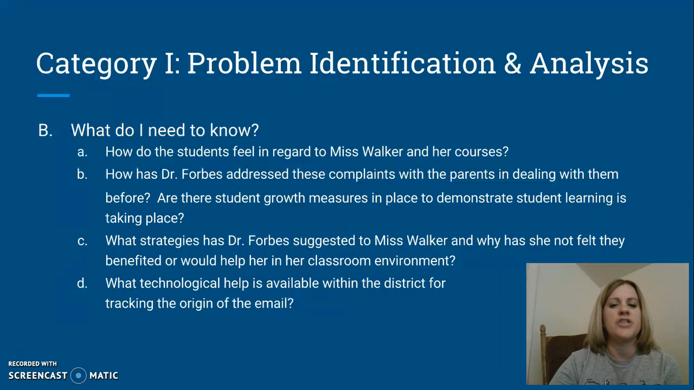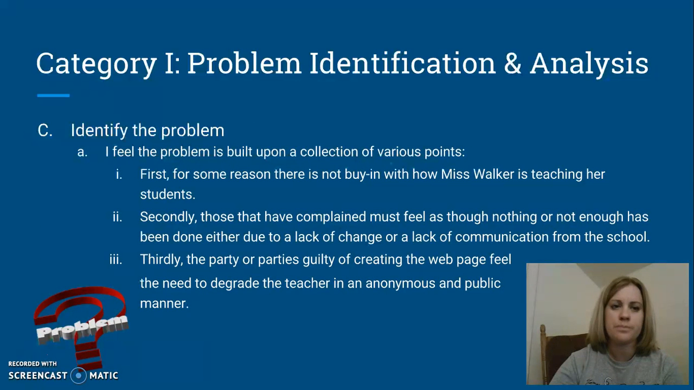Third, what strategies has he suggested to Ms. Walker, and why has she felt that they wouldn't work or that they didn't work in her classroom? We really don't have the exact follow-up on what she's implemented. And lastly, what technological help is available within the district to help track the origin of the email as well as the web page, to have that data prior to meeting with anyone.